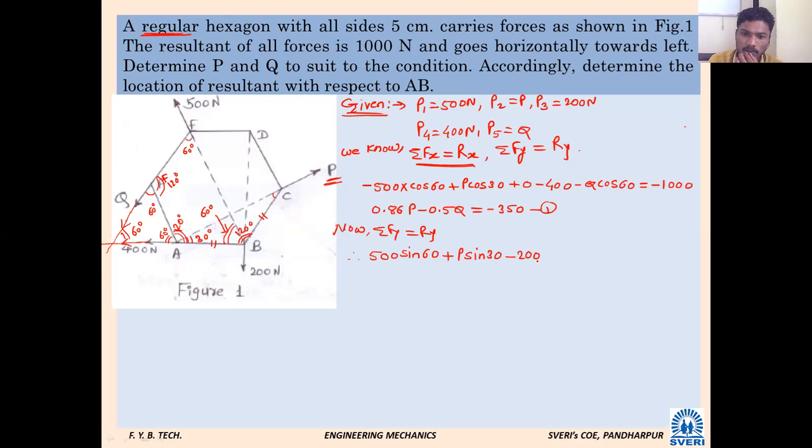It is vertically downward. So where is the question of sin and cos? Only minus 200. Next, what about 400? 0. It will be 0. Next, Q force. How much angle has it made with horizontal? 60. What will be its y component? It is going towards negative y axis, so minus Q, sin or cos? Sin.